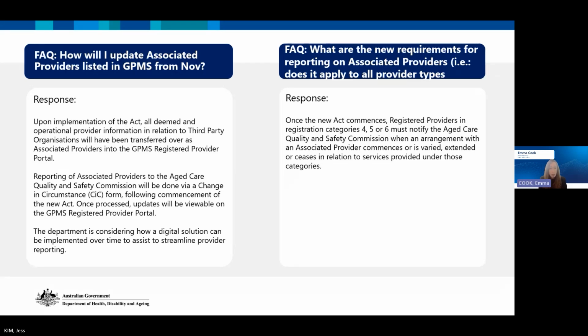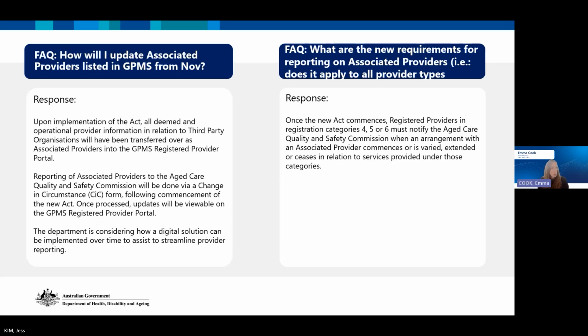You will have seen this information displayed in provider previews. So every registered provider received a provider preview that listed out the information that they had. And if you update, similarly, those updates will flow through to your registered provider entity. From 1 November onwards, you will need to complete the forms that I touched on that are on the Aged Care Quality and Safety Commission's website. So the change in circumstance form allows you to change those associated provider details, and once they've been received and updated in the systems, you'll be able to view and see those changes in the registered provider portal where it's applicable.